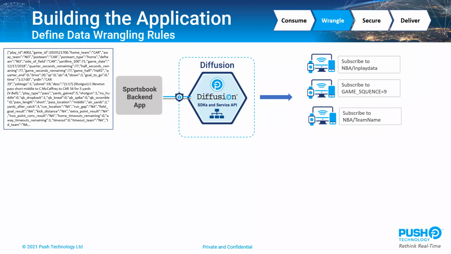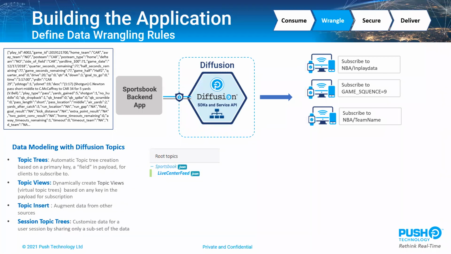And then we also do have additional compression on top of our Delta capabilities, really enabling that 90% or higher compression ratios against that data. So now that the data is flowing into Diffusion, we can see what the different data modeling and wrangling features are by Diffusion. And so in this case, we're representing the data.